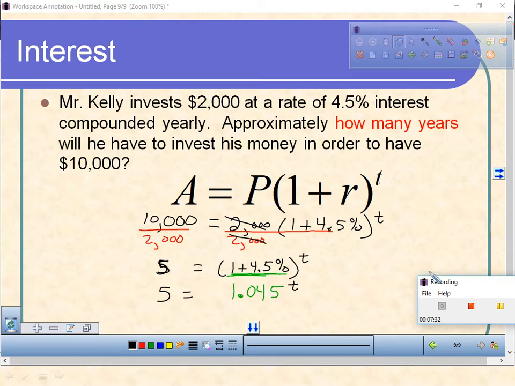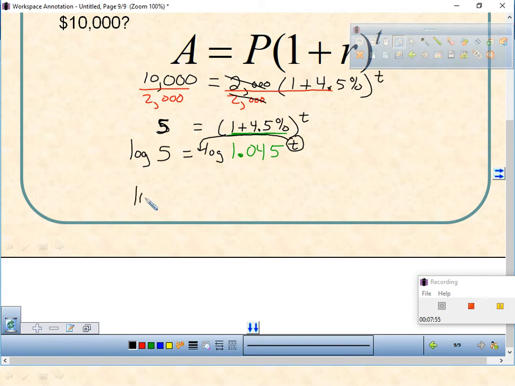All right, so in order to solve this for T, and you see the T is an exponent, what I'm going to do to both sides is I'm going to put log on both sides. The reason why you do that is because when you do that, this variable T is going to come down in front. And so here's what I'm going to have. I'm going to have log of 5 equals T times log of 1.045.